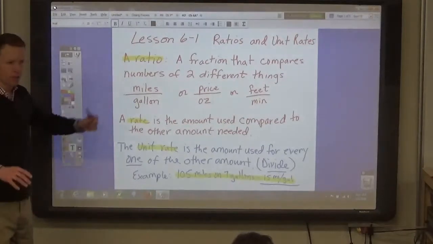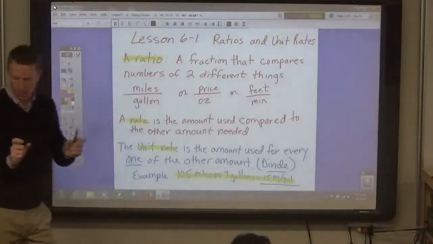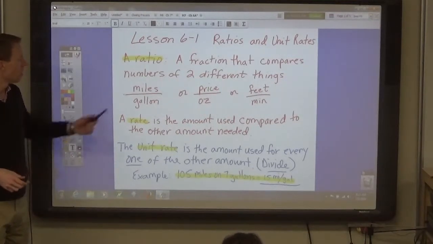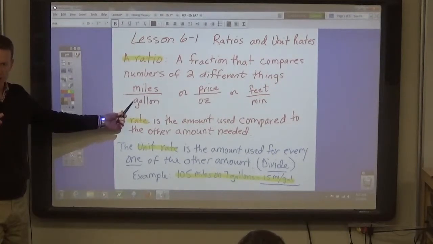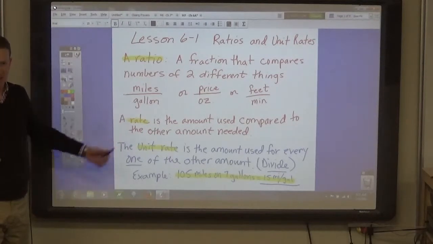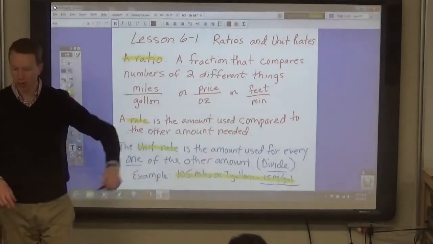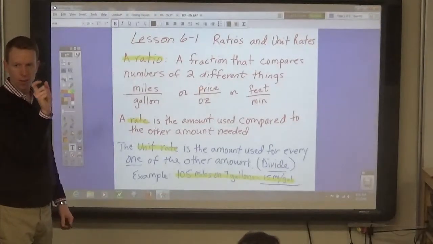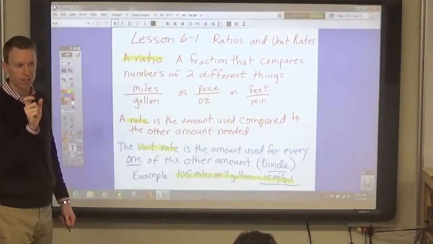Ratios are different than fractions because ratios compare two different things, whereas a fraction compares an amount out of the total, or the number of parts out of the whole. So, when you see miles per gallon, for example, those are two different things. Miles, distance, and gallons, an amount. Or, if you look at the tag at the grocery store, you'll see the amount, or the price per ounce. It's called the unit price for something.